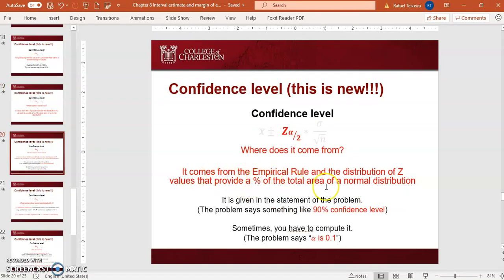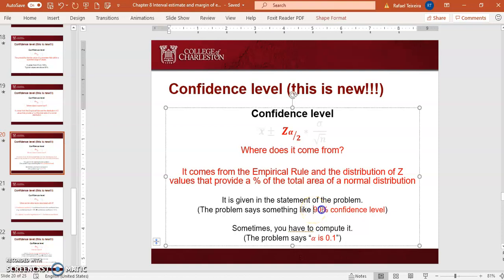So this is what I just said. And sometimes you're going to have problems in which the statement says something like, we want to build an interval estimate with 90% confidence level, and then you have to use this confidence level to find the alpha level divided by 2. Or other times the problem says the alpha is 0.1, and then you have to divide by 2 and find the z-score associated with that alpha.